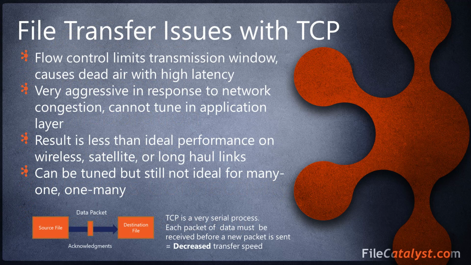Now let's take a look at some of the issues that affect the TCP protocol in terms of file transfer speed. At the bottom of this slide, you can see an example of a TCP-based file transfer in progress. The source file is on the left and the destination is on the right, and the center orange block represents packets of information and acknowledgements. So when transferring files using the TCP protocol, the entire file is broken down into many very small packets of information, and they are sent one by one to the destination.